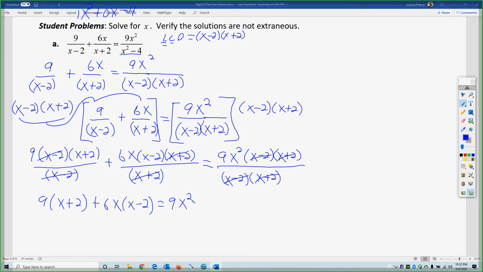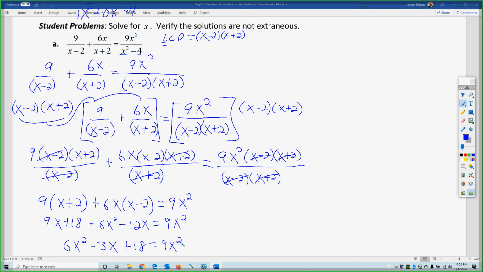Okay, so we can do some distribution. So we get 9x plus 18 plus 6x squared minus 12x equals 9x squared. So we combine our like terms here. We'll get what? 6x squared. Let's see, 9x minus 12. So that's going to be what? Minus 3x. And then plus 18 equals 9x squared.